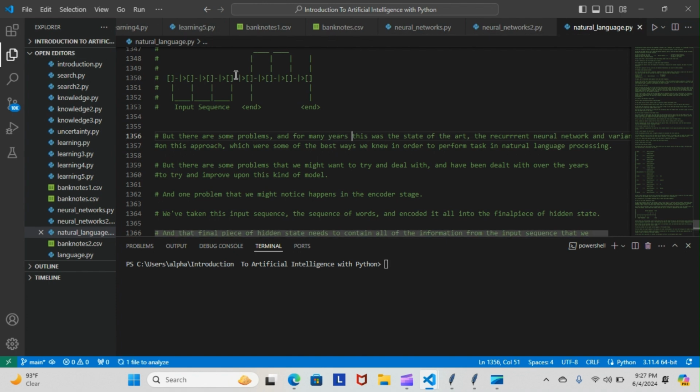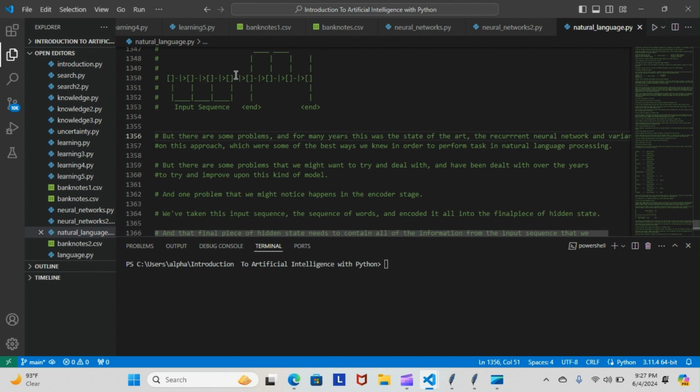Okay, but there are some problems, and for many years, this was the state of the art. The recurrent neural network and the variants on this approach were some of the best ways we knew to perform tasks in natural language processing. But there are some problems that we might want to deal with, and that have been dealt with over the years, to improve upon this kind of model.